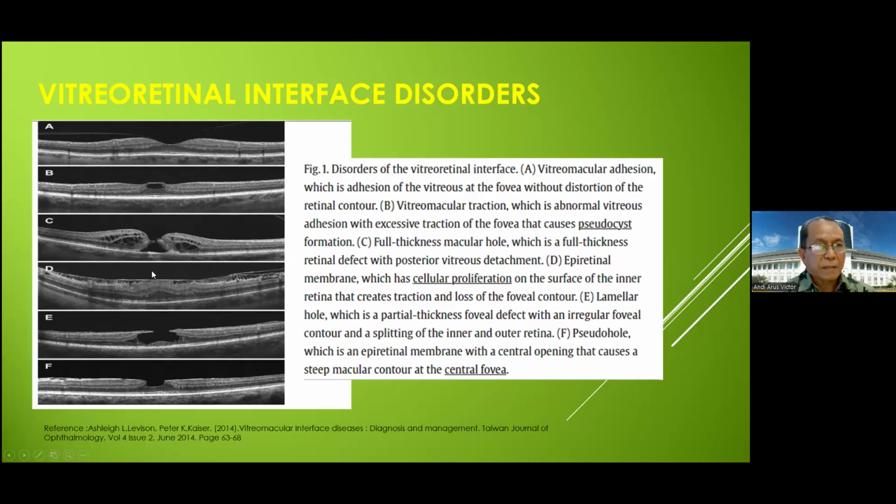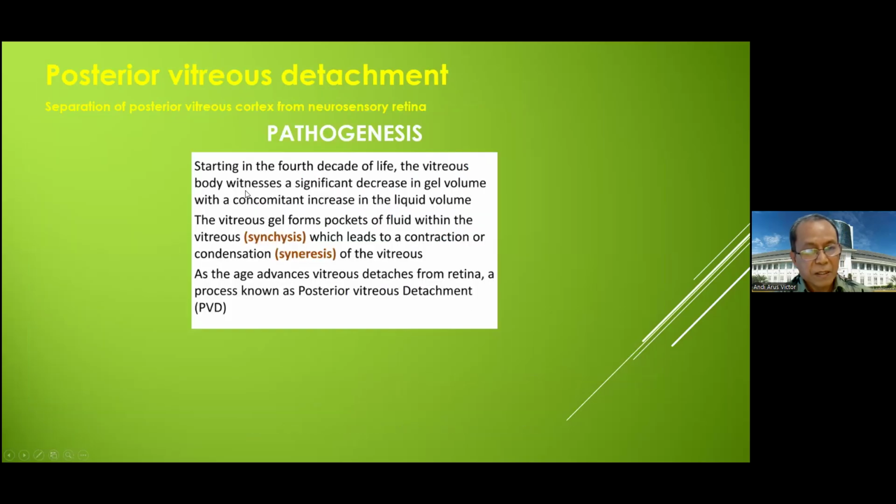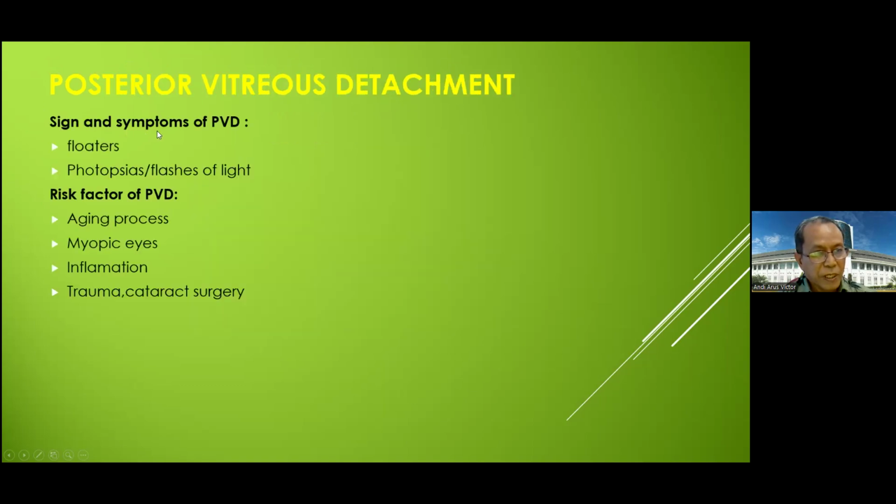As we know, posterior vitreous detachment usually occurs in the fourth decade of life, and in time the vitreous becomes liquefied, which we call synchysis, and becomes constricted and condensed, which we call syneresis. Patients with posterior vitreous detachment usually complain about flutters and photopsia, or flashes of light.